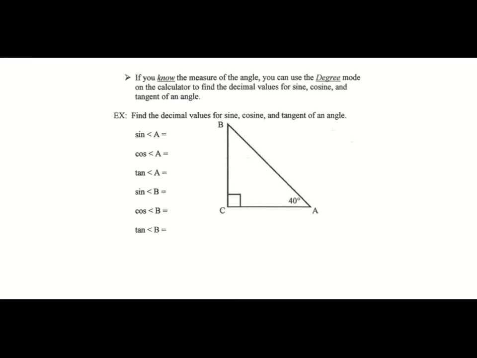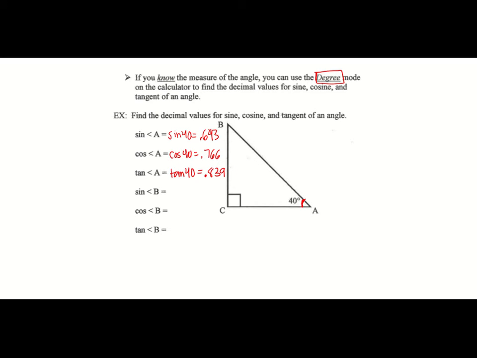The next way we can use sine, cosine, and tangent is if we know the measure of the angle that we're looking at. So if we look down here at angle A, we know that this right here is 40 degrees. So if we know the measure of the angle, then you can use the degree mode on the calculator, and that's going to give you the decimal value for sine, cosine, and tangent. So if we try plugging it in, we have sine 40 on our calculator. That is going to give you 0.643. Okay, so if you do cosine of 40, that is going to give us 0.766.